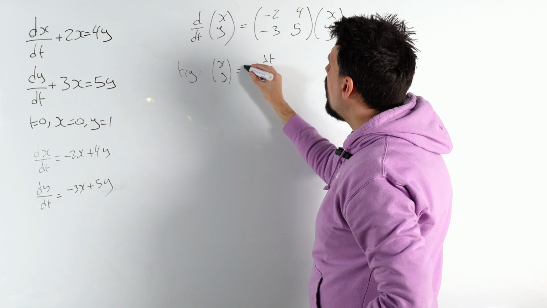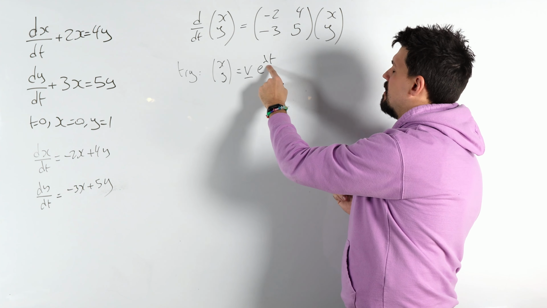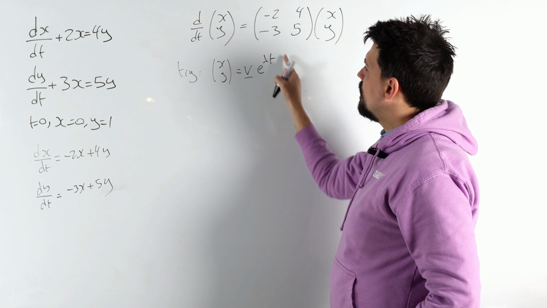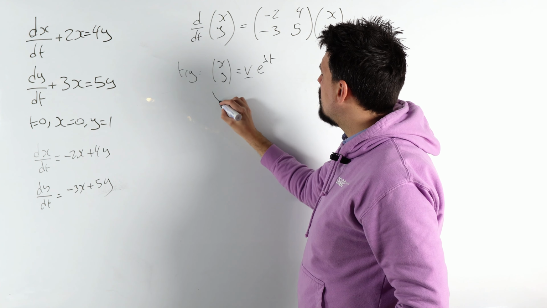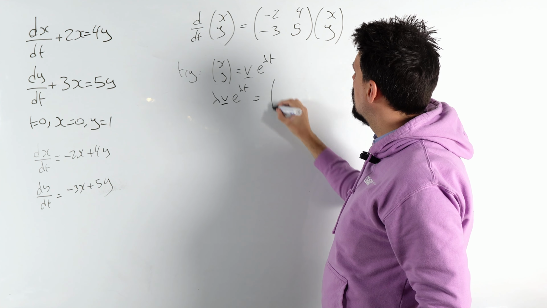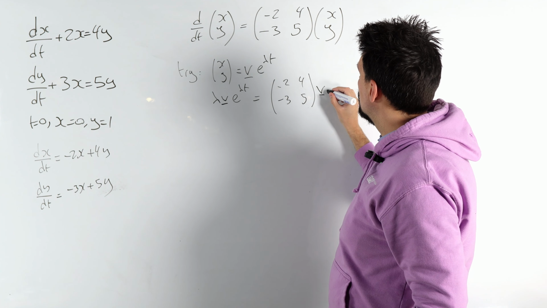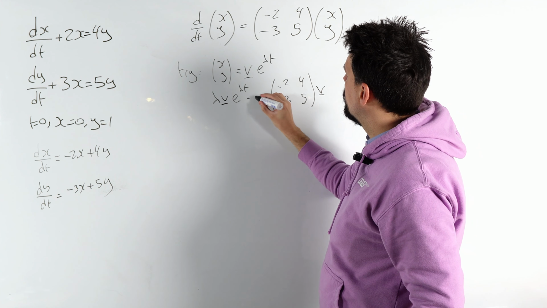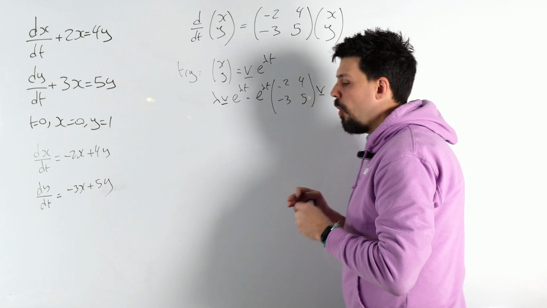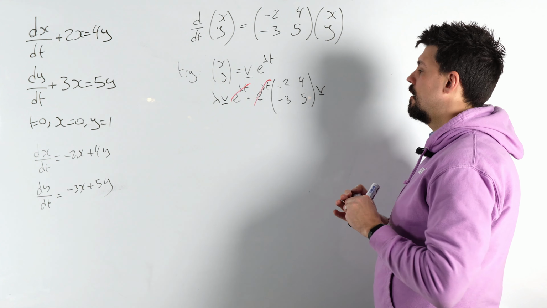And we're going to do that because they are linked, all right? So if x grows or decays as e to the lambda t, it makes sense that y does the same thing. But if I plug that in, if I differentiate that, I get lambda v e to the lambda t is equal to the matrix minus 2, 4, minus 3, 5 times v times e to the lambda t. E to the lambda t is just some scalar, so we can pull it out front. But what might we notice here?